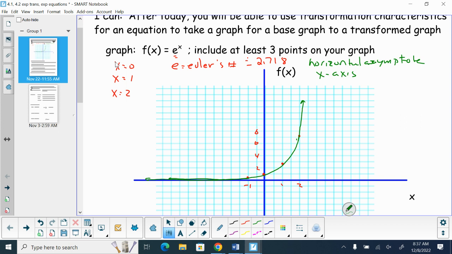This is also called an exponential growth function. We can have one that is an exponential decay function where it would slide along there. So we'd flatten out the other direction.